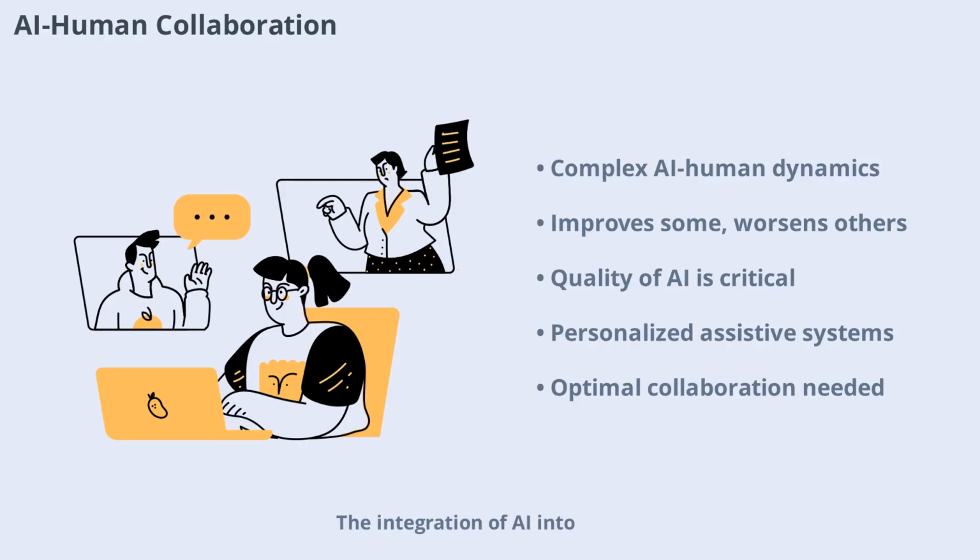The integration of AI into clinical practice introduces complex dynamics. AI assistants can improve performance for some clinicians, but may interfere or worsen accuracy for others. Factors like experience or subspecialty do not reliably predict benefit. The quality of the AI tool is critical. High-quality AI boosts performance, while poor AI can diminish accuracy. Personalized assistive systems are needed for optimal collaboration.